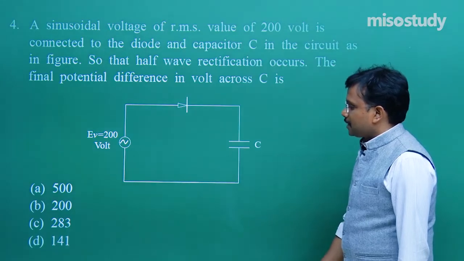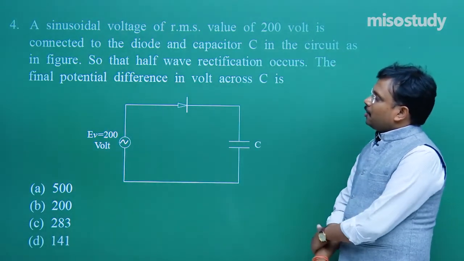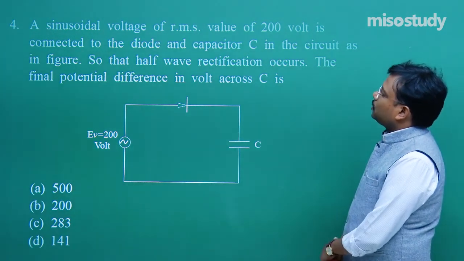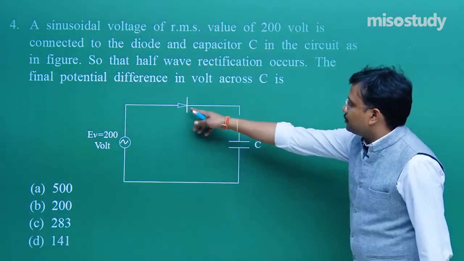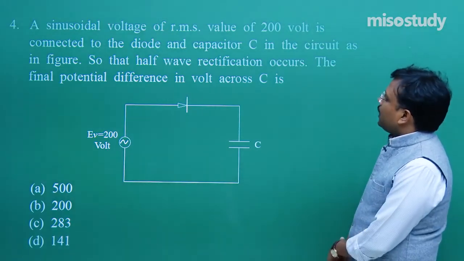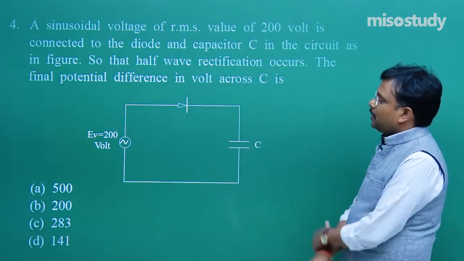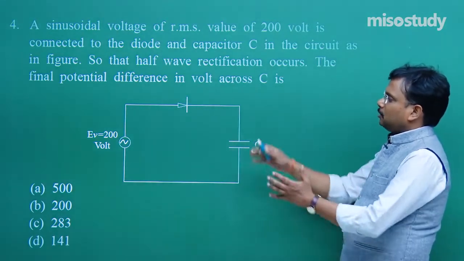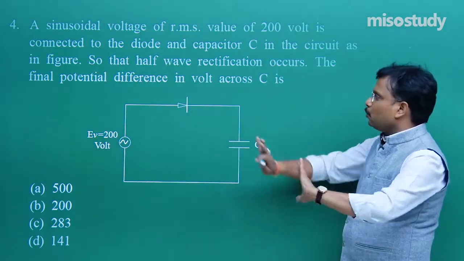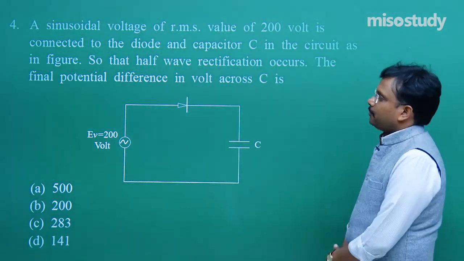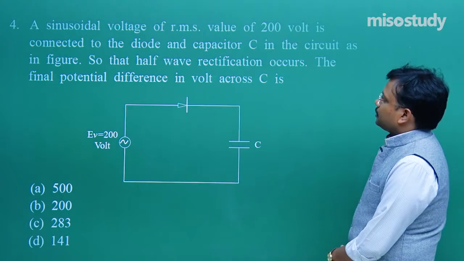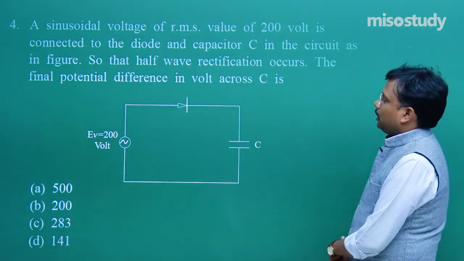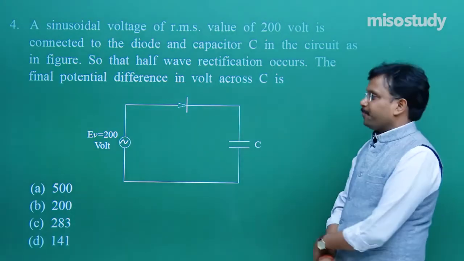Here comes the next question. A sinusoidal voltage of RMS value 200 volt is connected to a diode and a capacitor in the circuit, as in this particular figure. Initially I was thinking of drawing the diagram, but I thought let us put the diagram up so that there is no requirement of my intervention. So that half wave rectification occurs. Fine. The final potential difference in volt across C is how much?